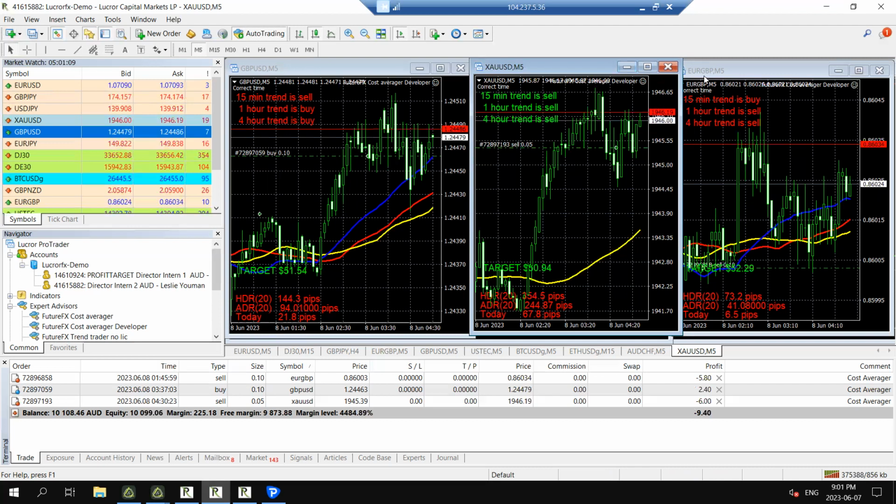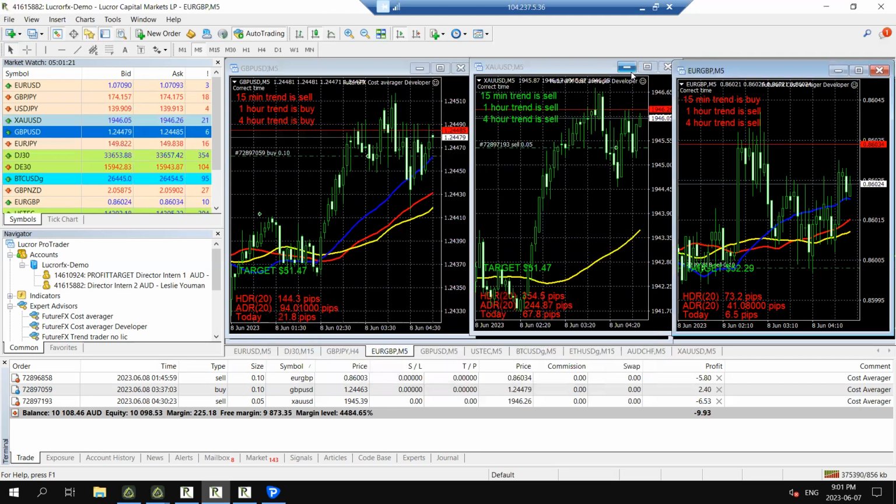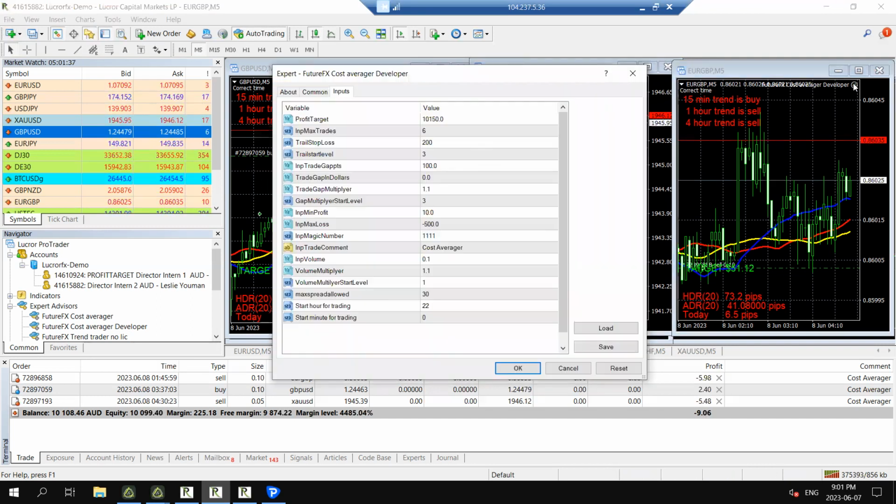Whereas over here on euro pound, the least volatile of these three pairs, I only have a trade gap of 100. So I only have a trade gap a third of what I have on gold. Okay, so that's just roughly a very basic but easy and valuable way you can use the average daily range to influence what settings you want to use. But now I'll open up the settings and I'll go through exactly what all the different settings are for.